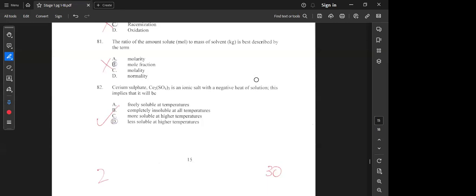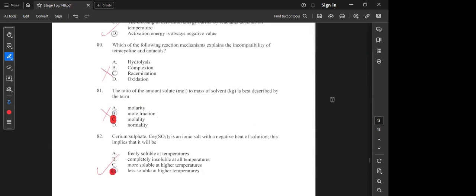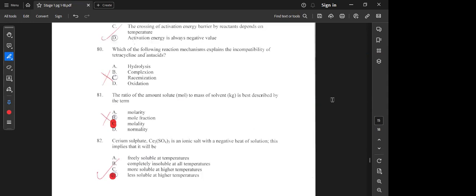What is molarity? What is mole fraction? What is normality? Let's define the other terms. Molarity is the number of moles in a liter. Okay. Well, how about the mole fraction? Or the normality? I didn't know about normality. What is normality?